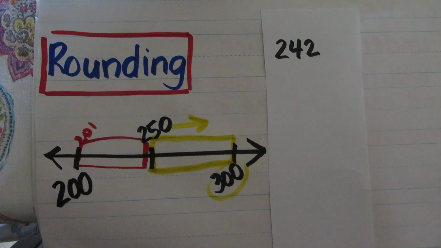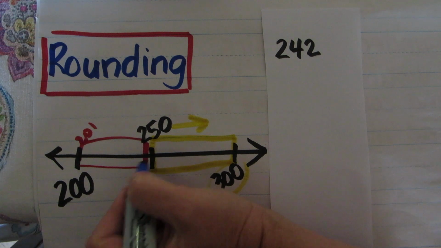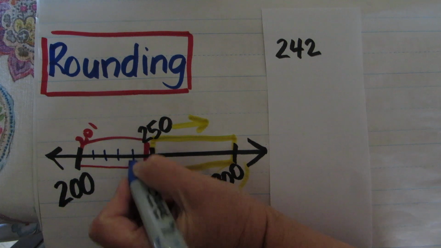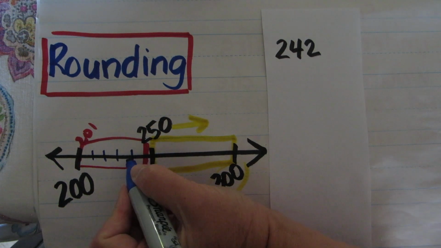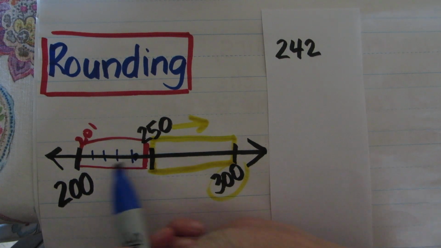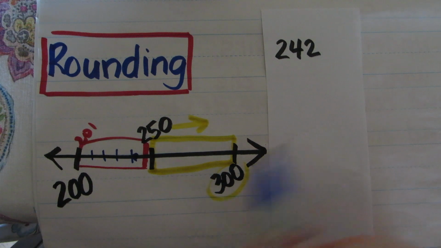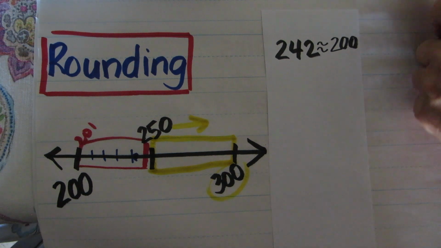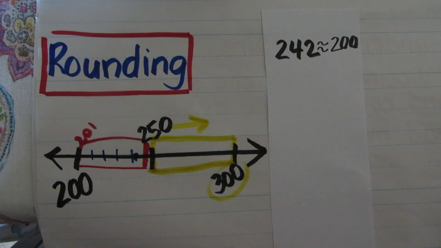So when we look at 242, where that appears on the number line is going to be, well, there's 200, 250. This would be 210, 220, 230, 240, 250. So 242 would be right about here. Is that closer to 200 or is that closer to 300? And hopefully you see that it's less than 250, so 242 would round to 200. That's its closest hundred. Now let's look at a number like 272.